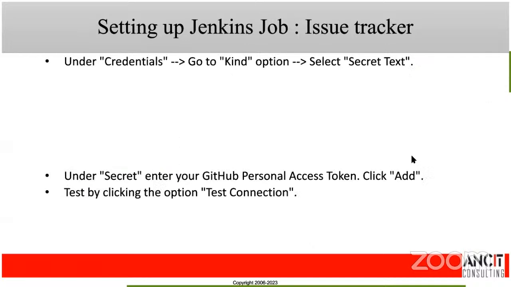Then you also need to go into your credentials options in the same block. There you have Add credentials, and you need to go to Kind and select Secret text. It's just fancy words for personal access token. And then you just need to enter your personal access token here.